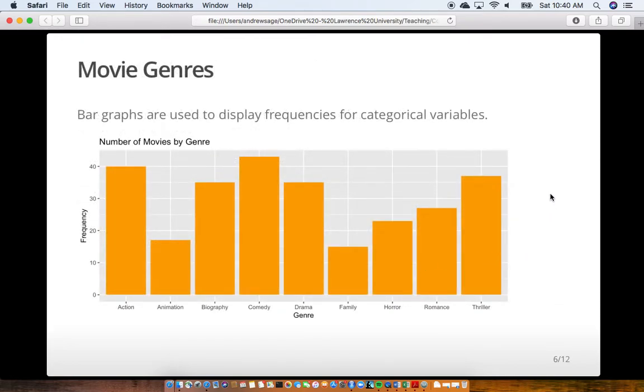A bar graph is useful for displaying information about a single categorical variable. In this bar graph, we look at the movie genres. The y-axis, labeled frequency, tells the number of movies of each genre in the dataset. We see that comedies were the most frequent type of film with over 40 comedies, followed by action movies with 40 and thrillers. There were fewer animation movies and family movies than the other types of movies.